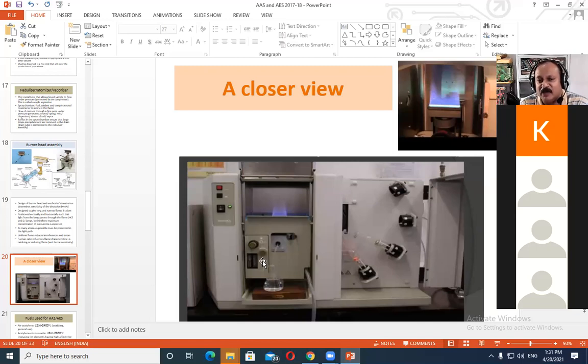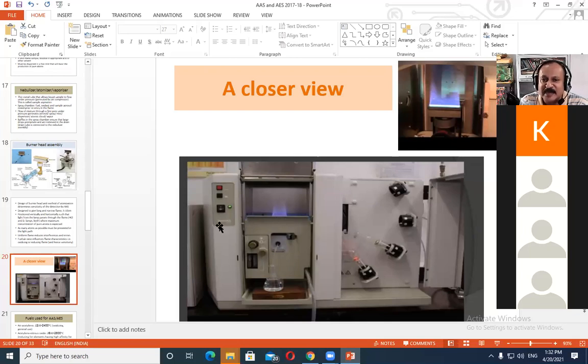Then we will aspirate the sample, and the sample solution will go through the capillary here. There is a nebulizer in this part and a spray chamber here. The sample liquid will be converted into a mist or a dispersion. That dispersion will go into the flame, and in this flame the sample will be burnt so that pure atoms are generated.